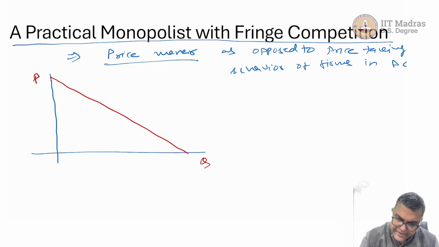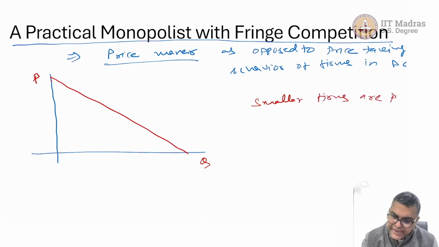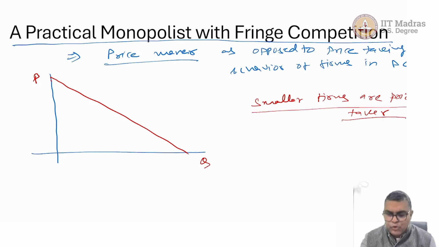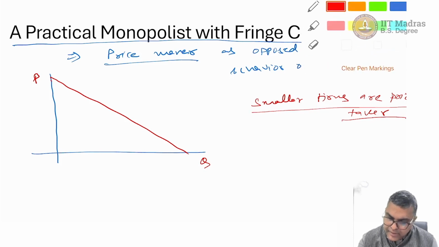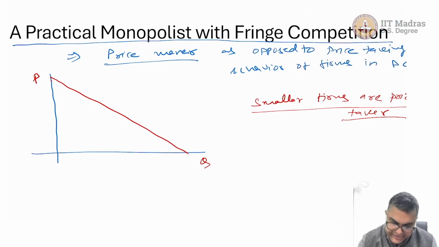And let us say that all other smaller firms are price takers. What does it mean? They look at the price and decide how many units they can supply. So if we look at the supply function of all smaller firms together, let us say their supply function looks like this. This is the supply function. Now the question is, where is the price coming from?